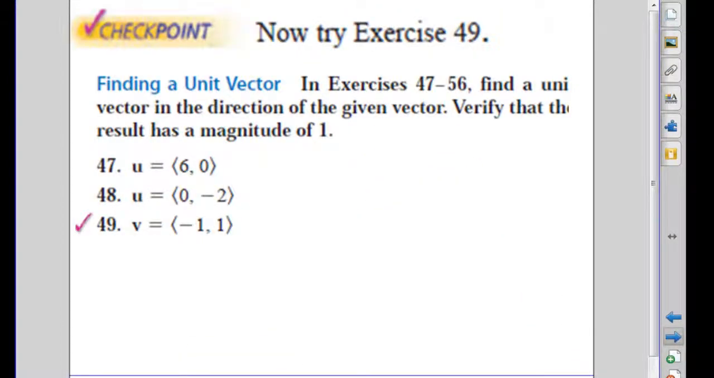All right, go ahead and try exercise 49 in your notes now. Make sure you get a quick sketch of this. Remember, if you were to draw a triangle starting at the origin with length of -1 and +1, the magnitude is not equal to 1, applying the Pythagorean theorem. Check your answer in the back of the book. Come back when you're done.